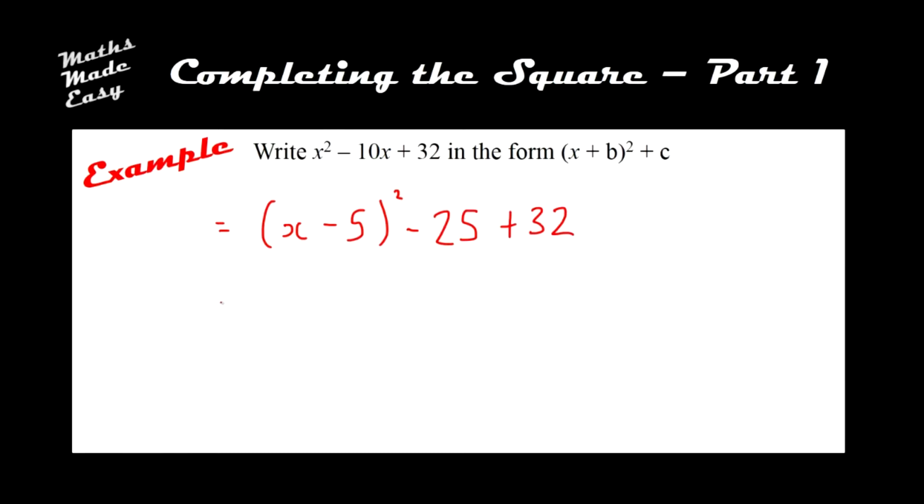So these two expressions here are identical, and I then simplify, so I have x subtract 5 all squared, I have negative 25 plus 32, which comes out as a positive 7. So it's now in the completed square form.